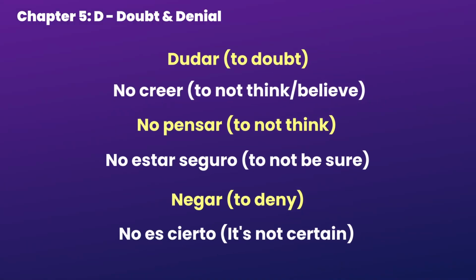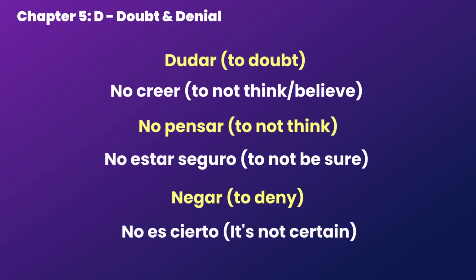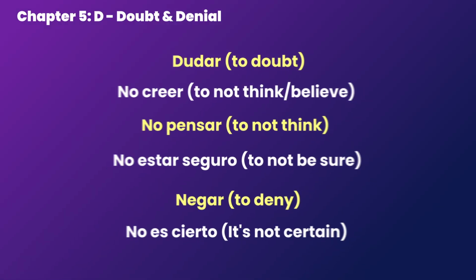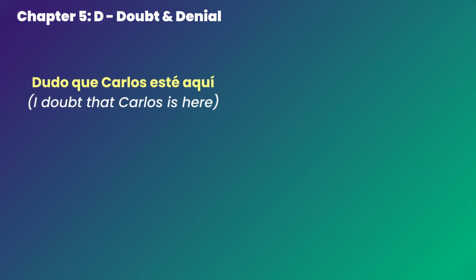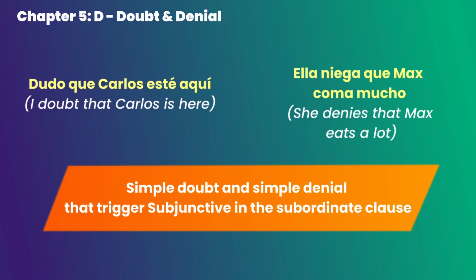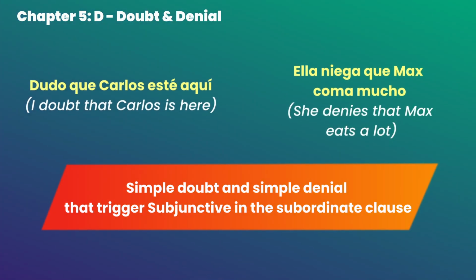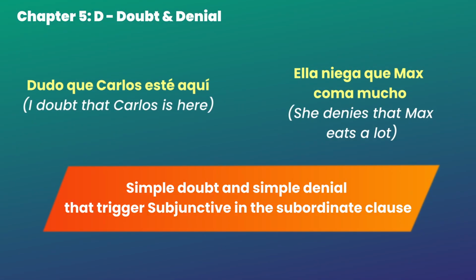You can see how most of the verbs here are used in a negative form. Don't worry about it for now. Let's start from simple examples, the verb dudar and negar. "Dudo que Carlos esté aquí," and "ella niega que Max coma mucho." Simple doubt and simple denial that trigger subjunctive in the subordinate clause. Nothing crazy, right? Now let's see how other verbs work.